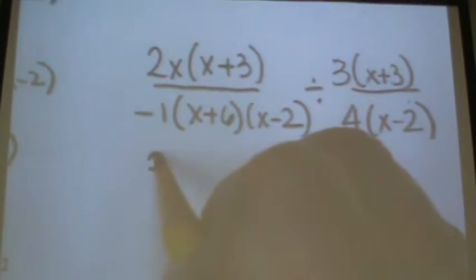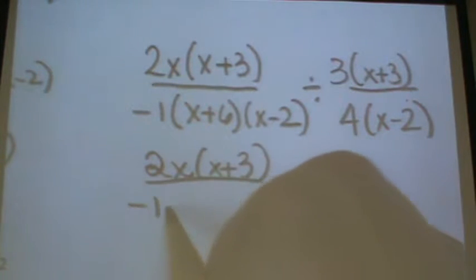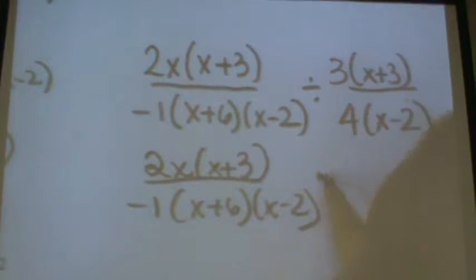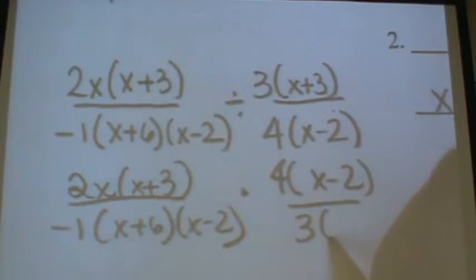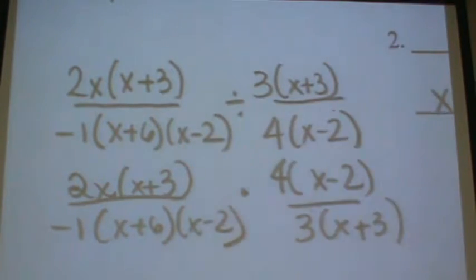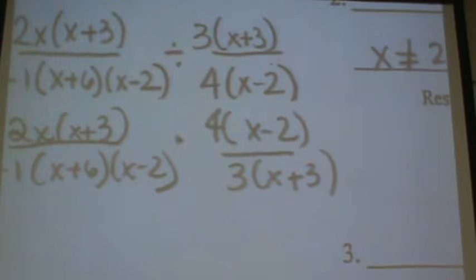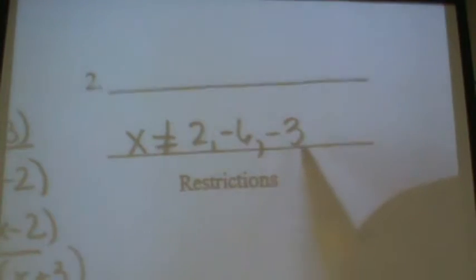Okay, now what are we going to do? We are going to flip. Can we add any more restrictions on here? X can't be negative 3. Yep, and negative 3. We're going to add that onto our list.